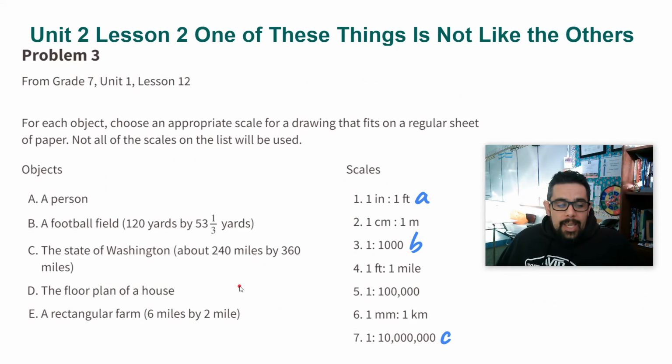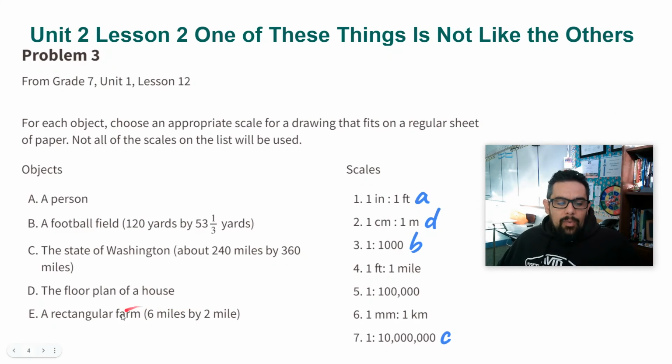Part D, a floor plan of a house. So here we're getting something more similar to what we're used to. That is going to be number 2. 1 centimeter is 1 meter. Okay, remember meters are measuring things like houses. They're similar to feet. Same thing, inches and centimeters are similar in sizes.